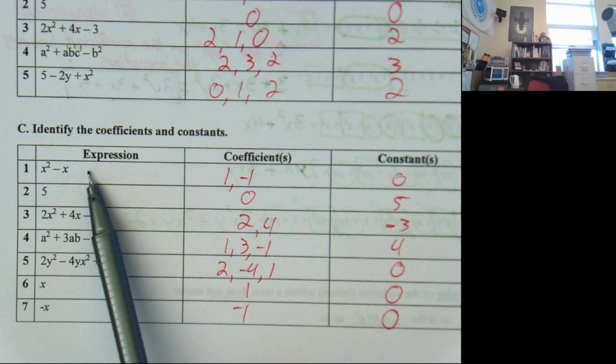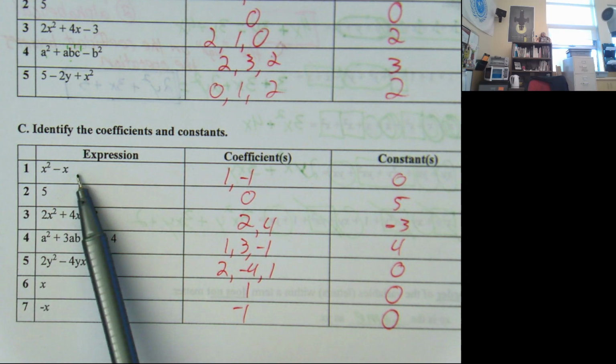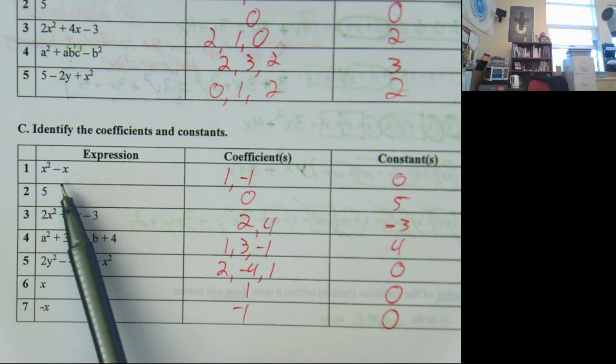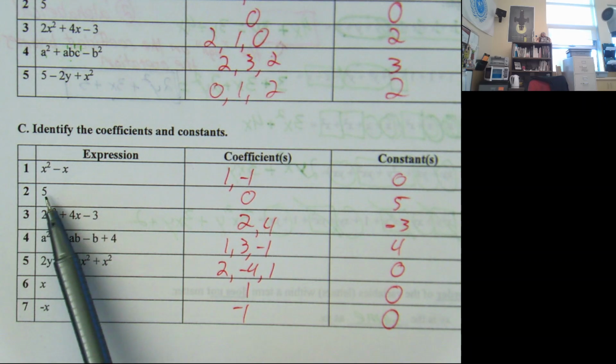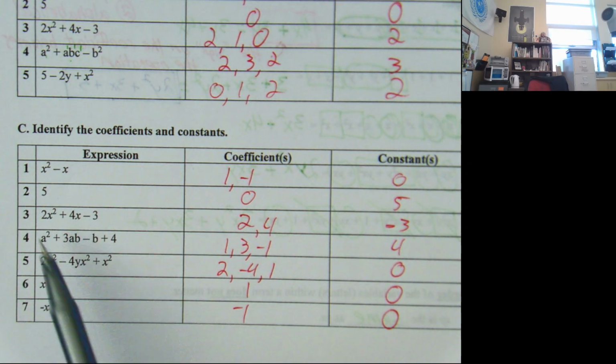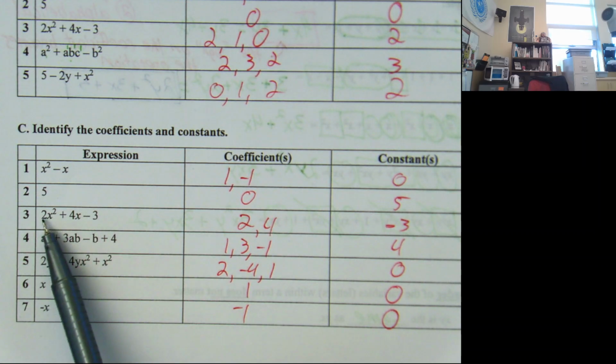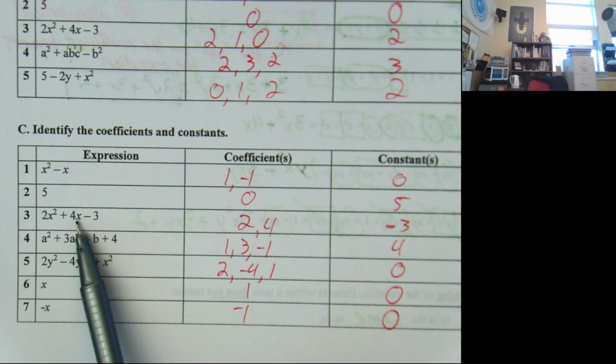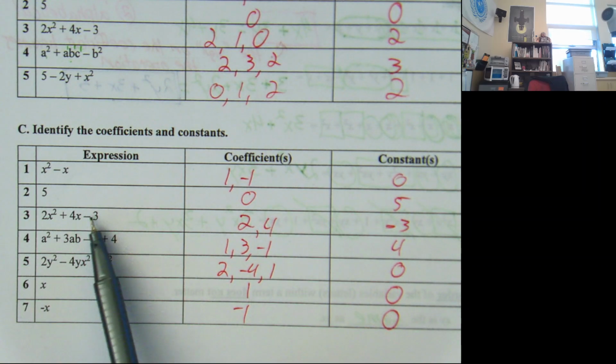So because there are no just numbers, the constant here is 0. This one has no letter, so there are no coefficients. But this thing has no letters, so that is the constant. So the constant here is 5. The coefficient is 0 because there's no letters. This one, the coefficient here is 2 and 4. The constant is negative 3 because you have to include the sign out front.